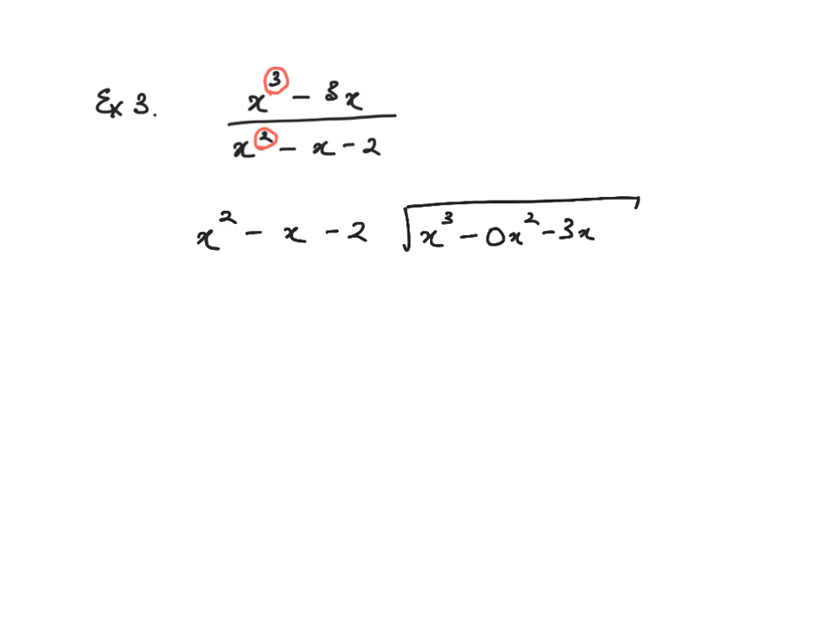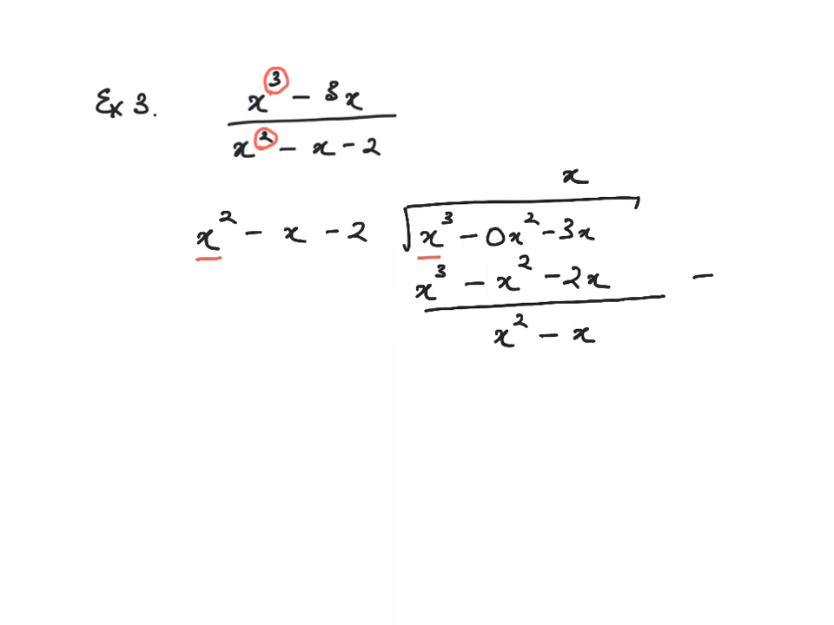So the question then is, what do I multiply this x squared by? To get x cubed, I multiply by x. X times x squared is x cubed. X times minus x is minus x squared. X times minus 2 is minus 2x. Subtract, so bottom line from the top line, x cubed take away x cubed is 0. 0x squared take away minus 1x squared is 1x squared, and minus 3 minus minus 2 is minus 1x.